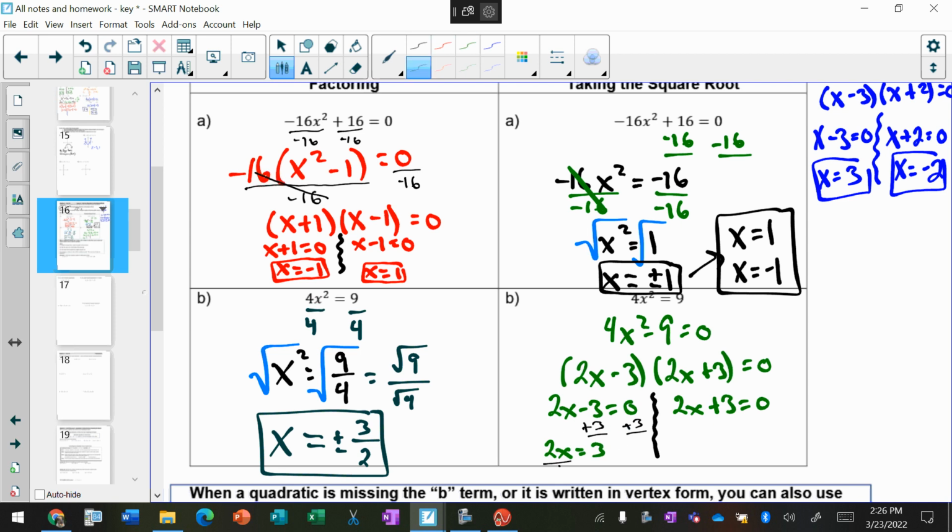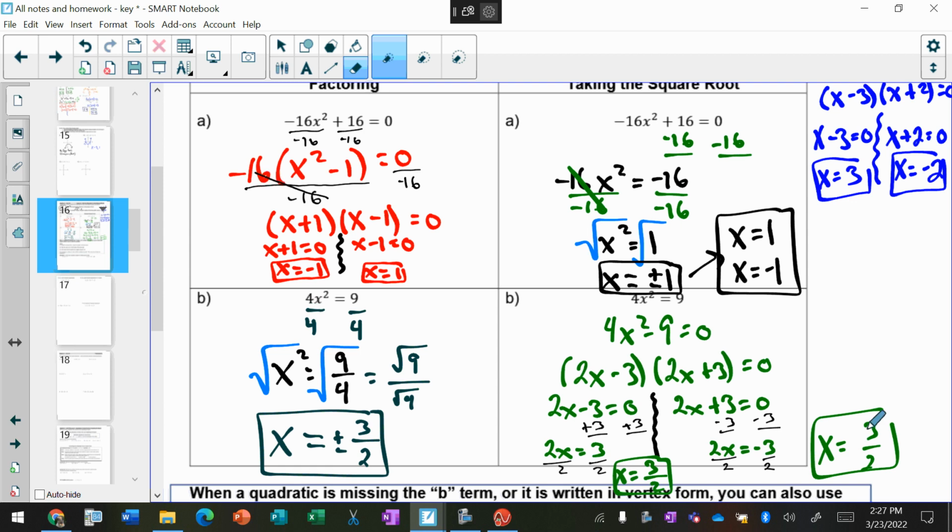Then I would divide by the 2, and that matches one of my roots of positive 3 over 2. For the other factor, I would subtract the 3, leaving me with 2x equals negative 3, and then divide by the 2, and that is where I would get the root of negative 3 over 2. So both methods lead to the same answers, a positive 3 over 2 and a negative 3 over 2.